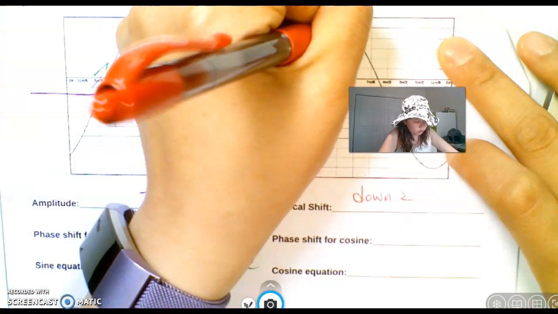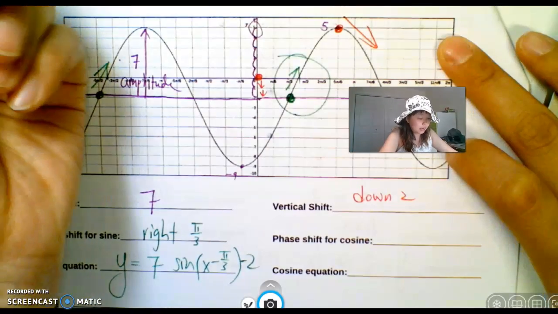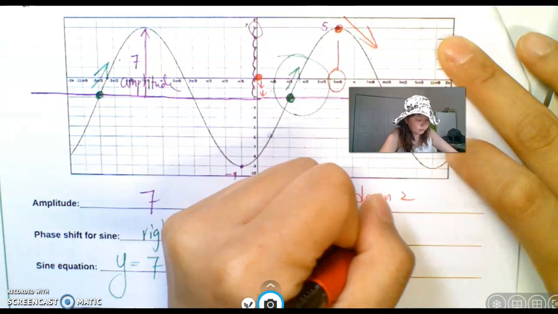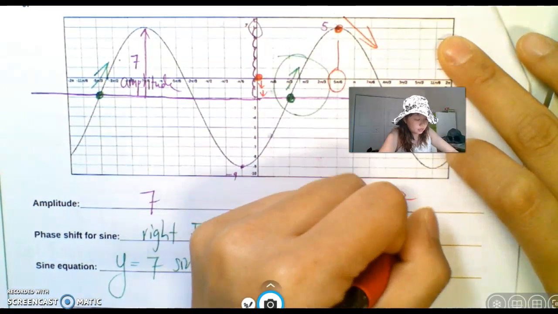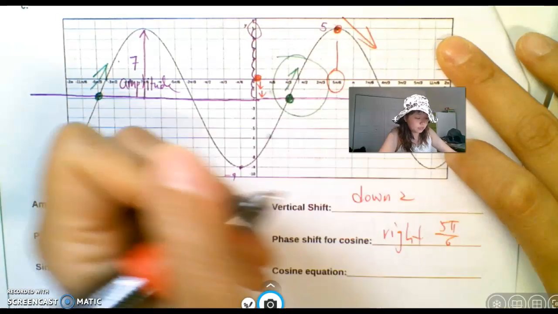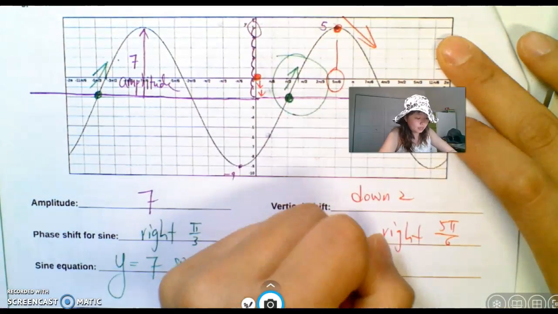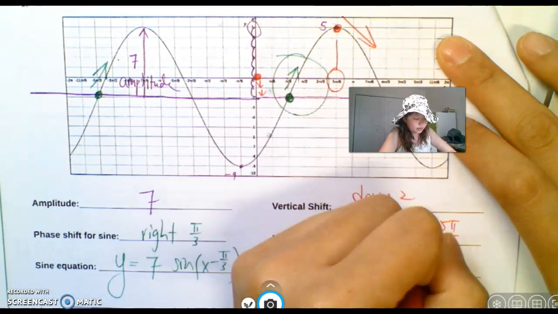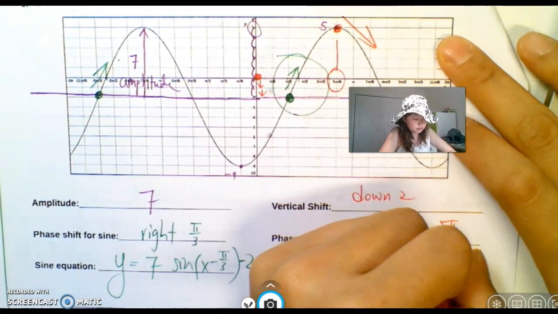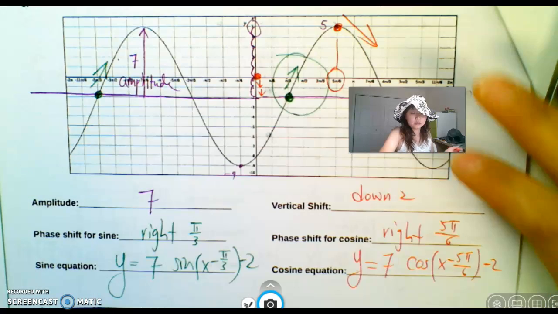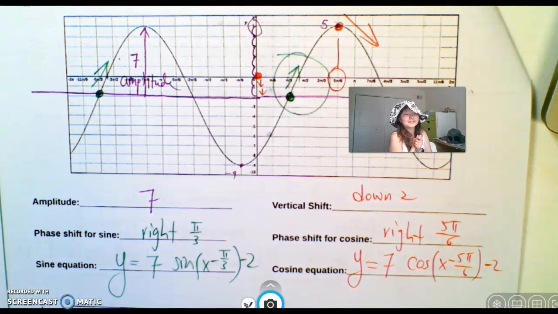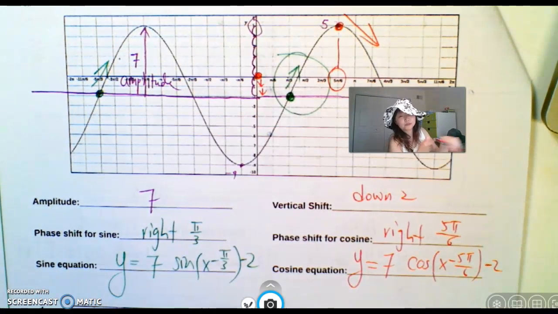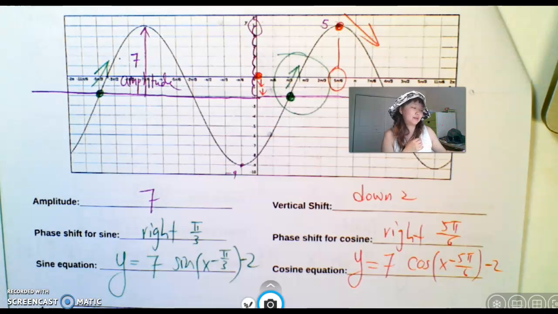Cosine. Tallest maximum point and go down. What is this? 5 pi over 6, so right 5 pi over 6. The equation would be y equals amplitude 7 cosine, right means subtract, down means subtract. I'm sorry, when it comes down to the end of the video, I always write terribly. So I hope you understand. See you tomorrow.